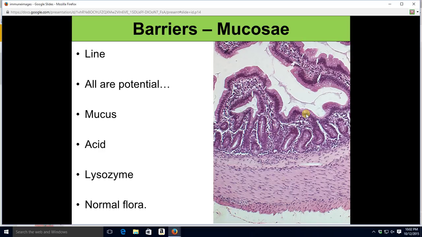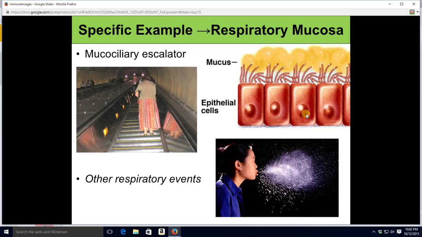That mucus can be acidic, which is especially the case in the adult stomach and adult vagina, and that acidity is going to be detrimental for bacterial growth. The secretions of the mucosae are going to include lysozyme. And also, we have the resident bacteria in all of these different tracts, and the resident bacteria are going to compete with the bad ones. Excellent. Let's highlight one specific example, the respiratory mucosa.